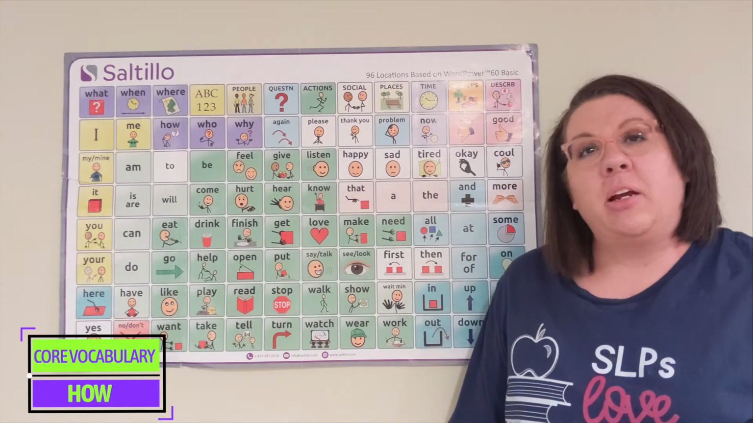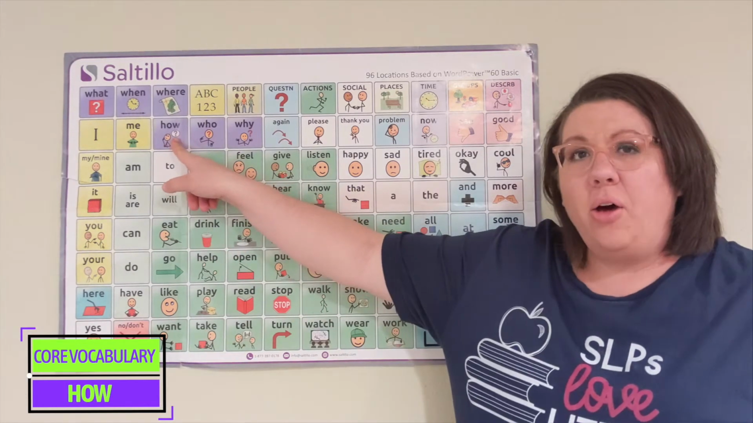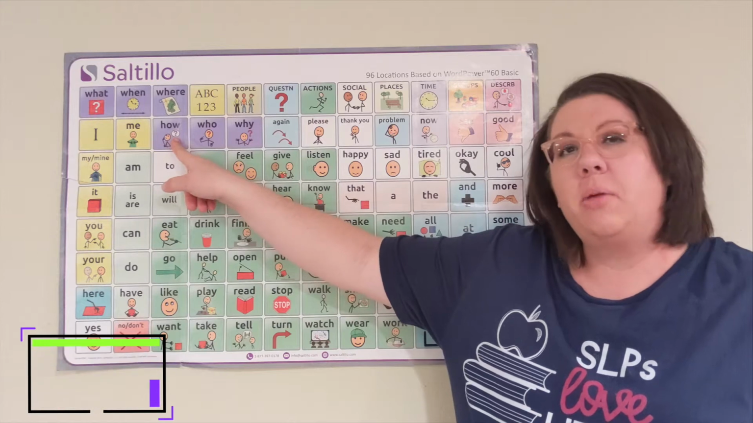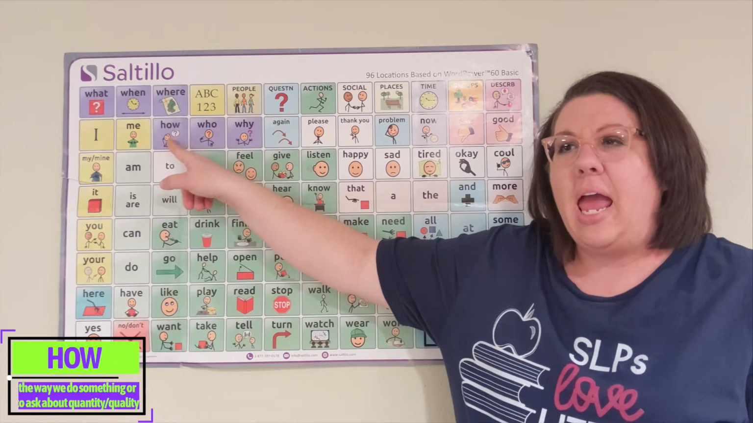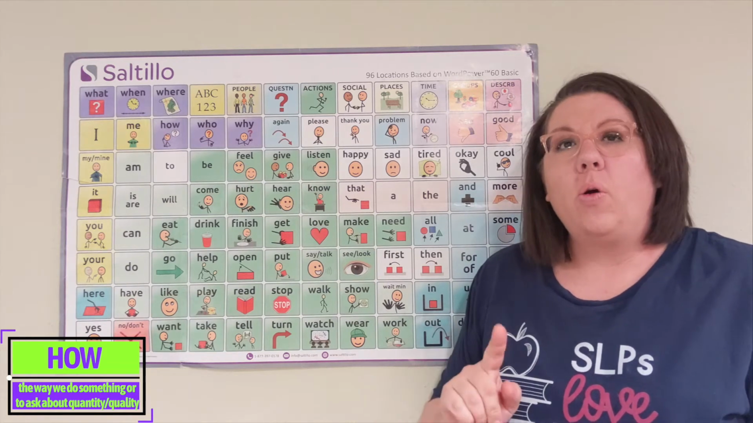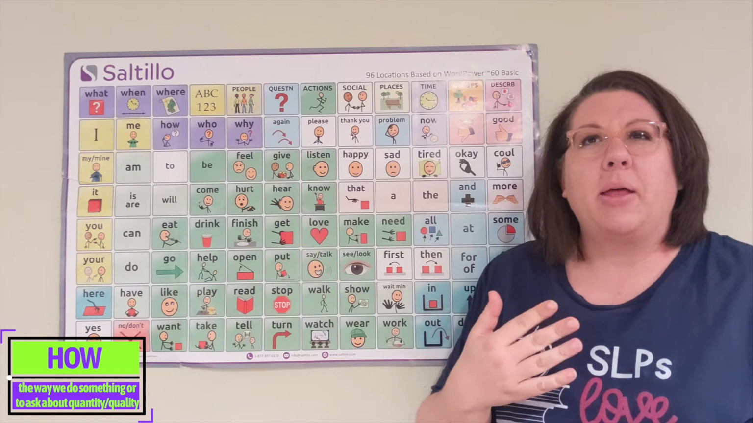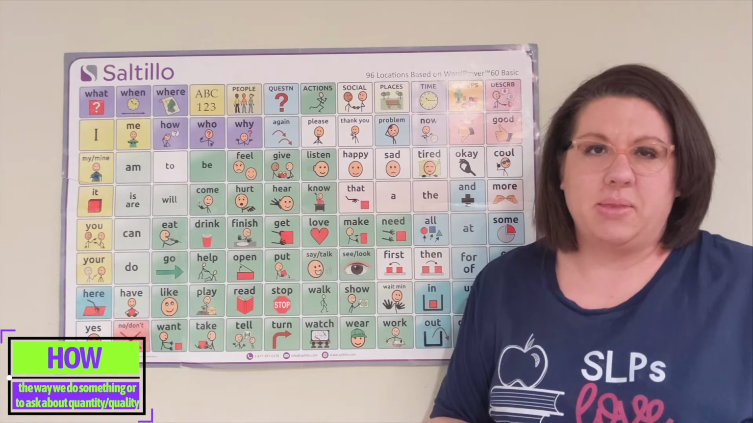Today's Core Vocabulary in Action video will be targeting the word how. How can be an adverb or it could be an interrogative pronoun. And how can mean the way in which we do something, or we could use the word how to ask somebody about the quantity or quality of something.